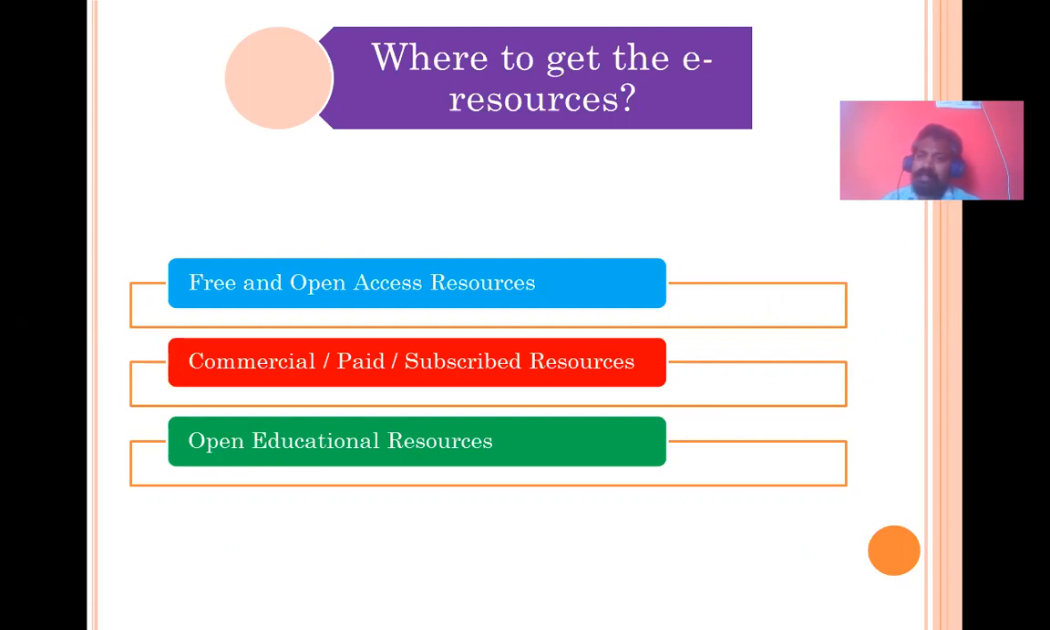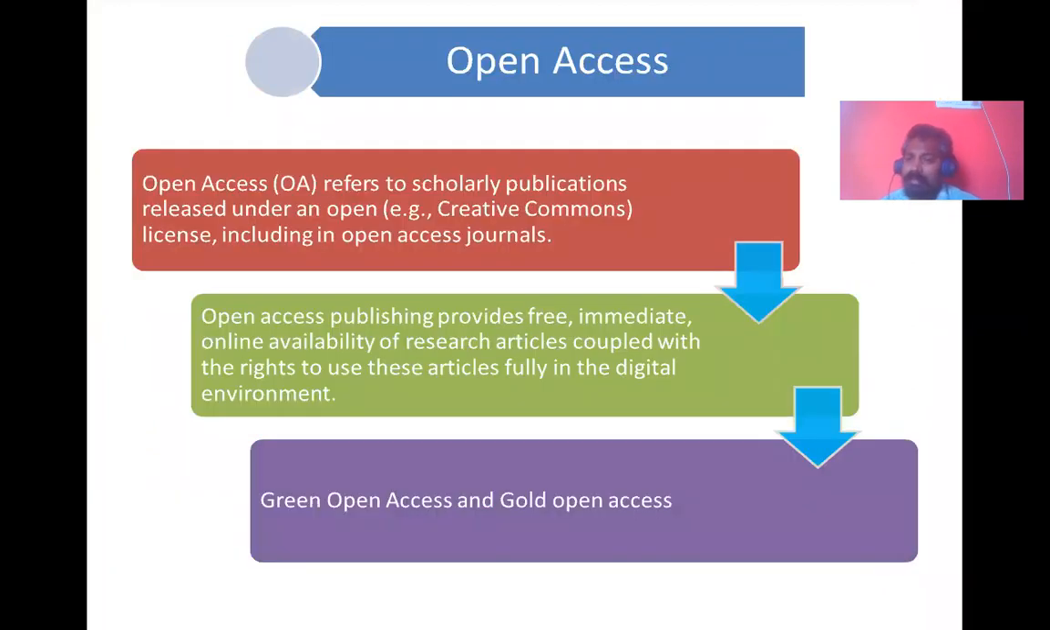One is free and open access resources, which are available free of cost to everybody. And there is another thing called commercial or paid e-resources. See, unless you make payment, you may not be able to access those resources. So basically two categories of resources are there. And the third one is called open educational resources, once again they become a part and parcel of open access resources. Fine. Then what are these open access resources?